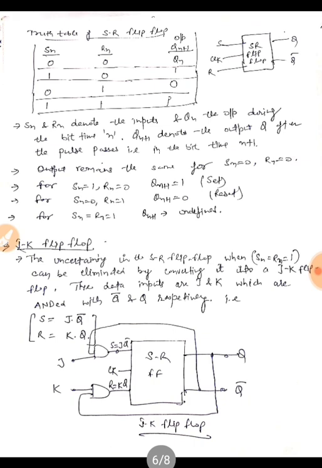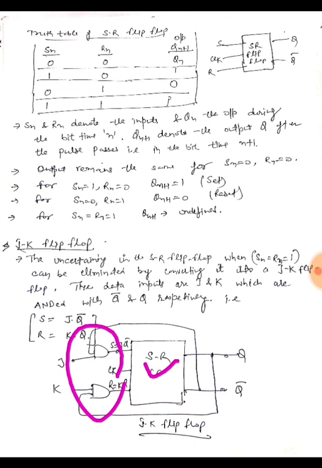So next is JK flip-flop, in which we can use that condition of S equal to R equal to 1 as well. So the uncertainty in the SR flip-flop when both the inputs S and R were 1 can be eliminated by converting it into a JK flip-flop. So how will we convert it into a JK flip-flop? We will use 2 extra AND gates. So this circuit is the same as the SR flip-flop.